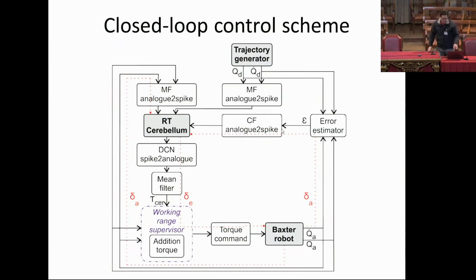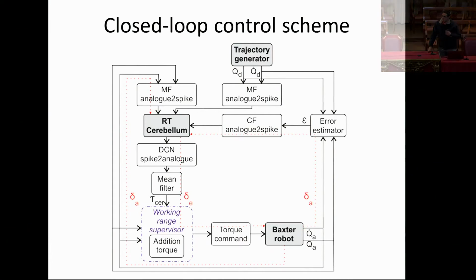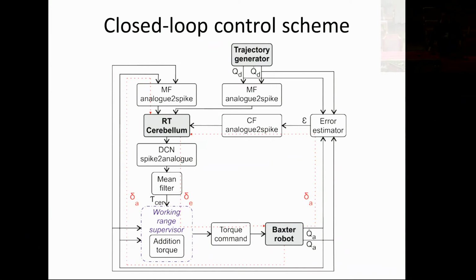So in this case, we implement just a learning rule in parallel fiber to Purkinje cell due to computational restrictions. In the VOR experiment, we have a plasticity mechanism in parallel fiber, but also in mossy fiber to deep cerebellar nuclei.